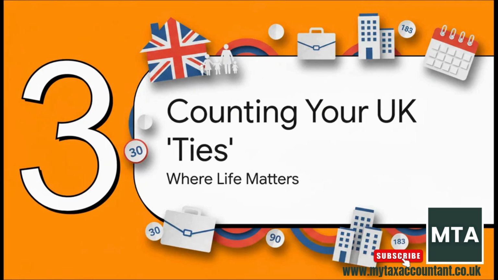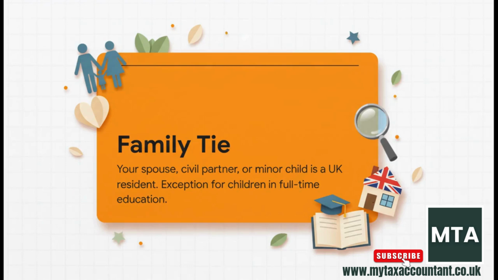Okay, so if you've gone through both automatic tests and still don't have an answer, you've arrived at the most nuanced part of the SRT, the sufficient ties test. This is where the details of your life, your family, your home, your job, get combined with the number of days you spend here to give you that final result. There are 5 possible ties to consider.